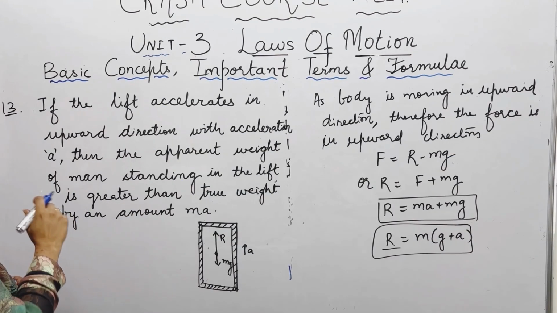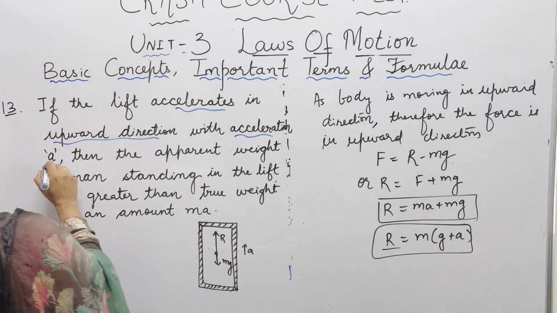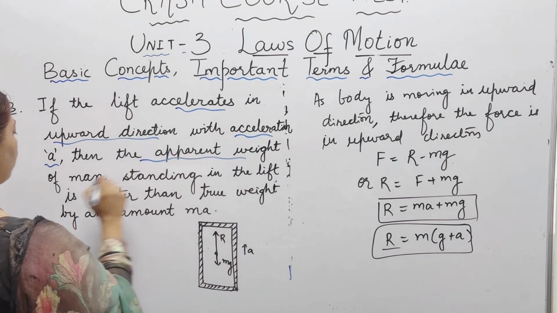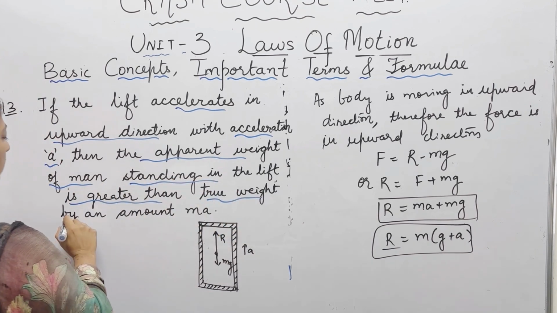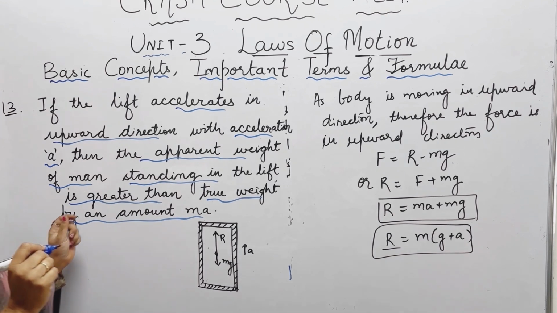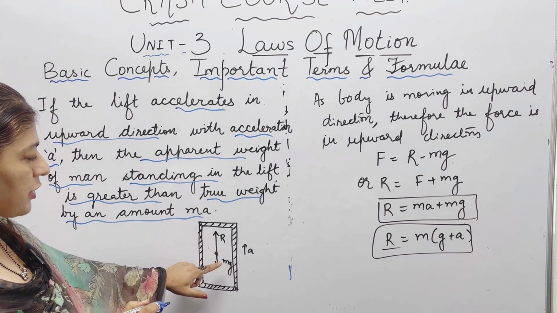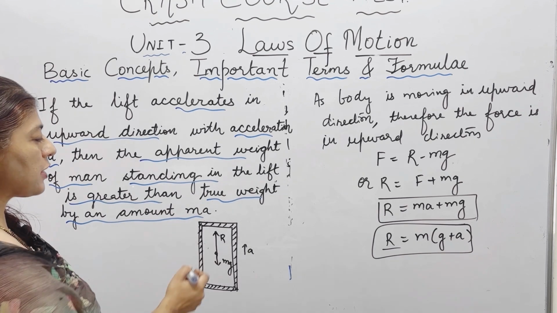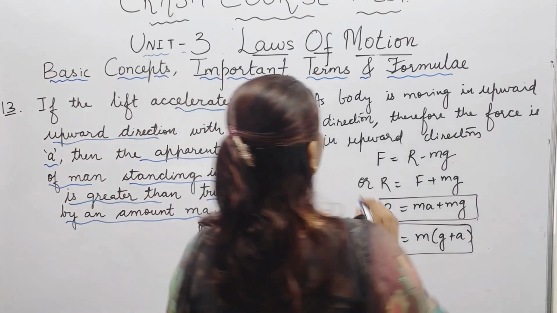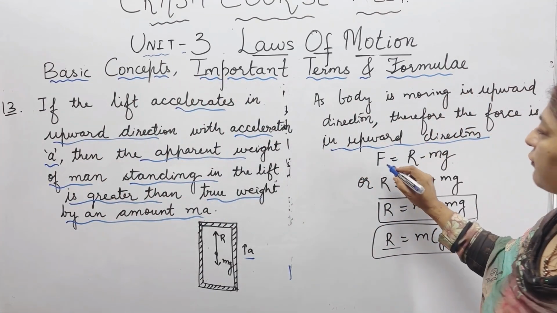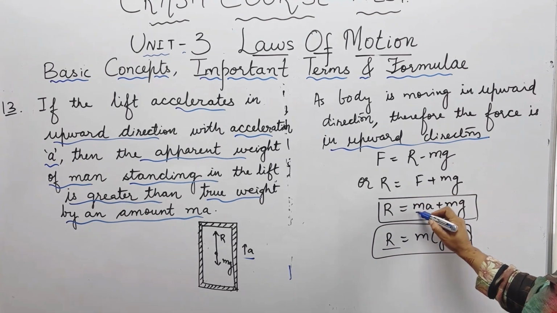Now the 13th point: if the lift accelerates in upward direction with constant acceleration a, then the apparent weight of a man standing in the lift is greater than the true weight by an amount ma. See here, the reaction is in upward direction and the force of the weight is in downward direction, mg. Since the lift is accelerating in upward direction with acceleration a, the net force in upward direction is given by F equal to R minus mg, and R is equal to ma plus mg.